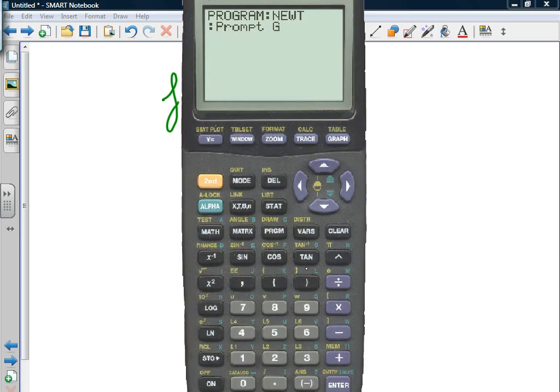So what happens is when you run this program and it hits this line, prompt G, it just stops and prints on the screen, G equals what? It's asking you, the user, the question. G equals what, question mark, and you type in your G, enter. And then it continues the program after that.